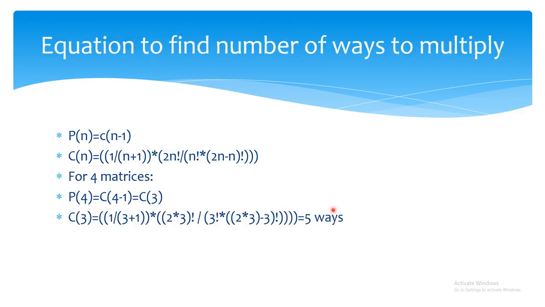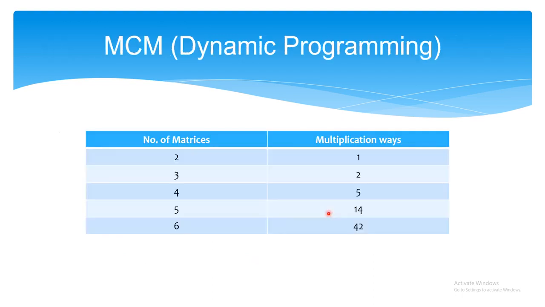So there is a generalized equation that you require to remember, where you have to find the Pn value, and it is equal to C of n minus 1. So if there are 4 matrices, we put n equal to 4. That will give you C3. And now Cn is defined like this, right? You have to put these values in this particular equation. If you put all these values, you will get the answer 5. Similarly you can get 14 as well, and 42 as well.